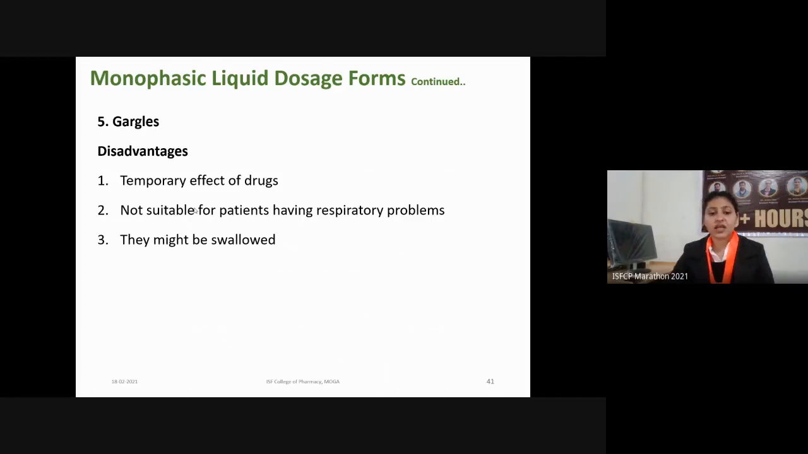They are not suitable for patients having respiratory problems because for gargles we have to use air from our lungs to keep it for a time in our neck. So in that case, patients having respiratory problems cannot use these kinds of preparations. And the third disadvantage is that while gargling, there may be a possibility that a small quantity of those gargles can be swallowed.